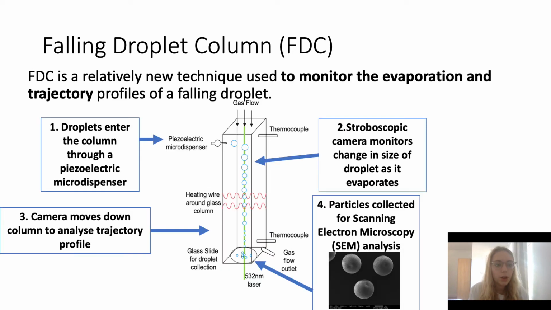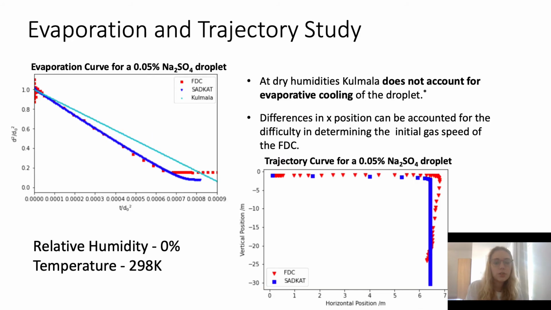The falling droplet column is a relatively new technique used to monitor the evaporation and trajectory of a falling droplet. The droplet enters the column using a piezoelectric microdispenser, and as the droplet falls, it is monitored by a stroboscopic camera, which monitors the change in size and analyses the trajectory. At the bottom of the column, a plate collects the particles and this then goes on for scanning electron microscopy analysis. The results of this study are shown in brief here.